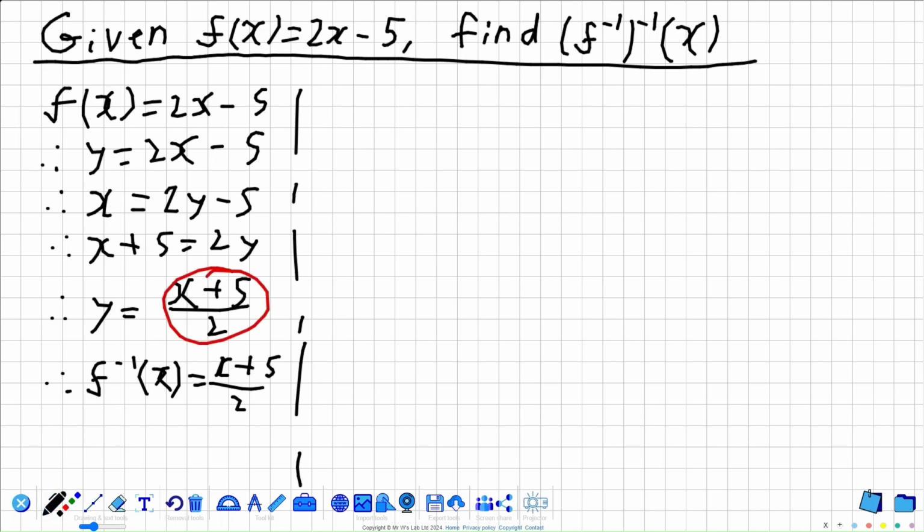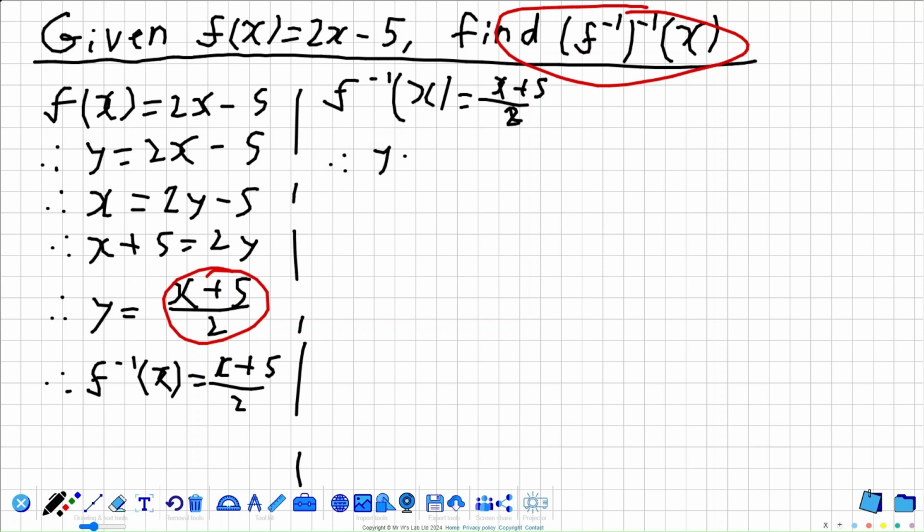So what I'm going to do is put that into this thing here, which is obviously what we need. I'm going to show that by starting with f negative 1 of x equals (x plus 5) over 2, and then obviously we've got to do the usual thing of saying therefore y equals (x plus 5) over 2. Therefore, for the inverse of this, we've got to say that x equals (y plus 5) over 2.